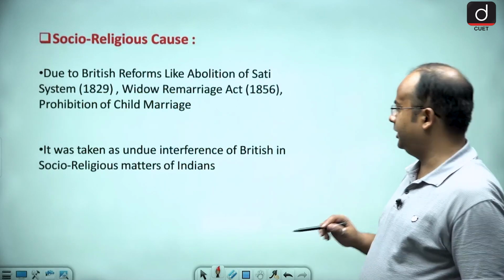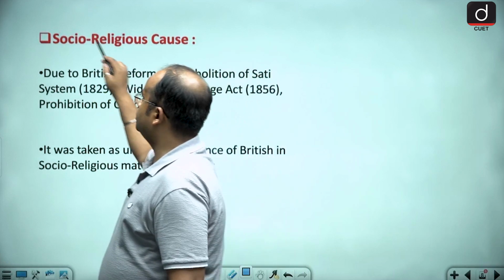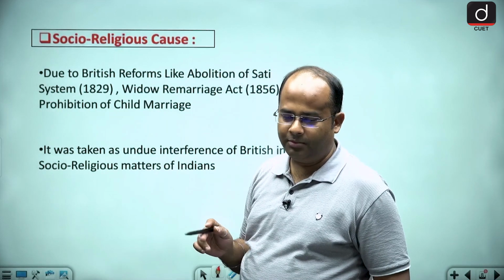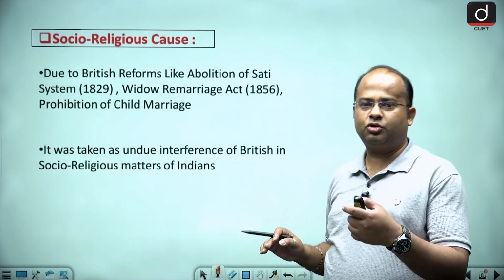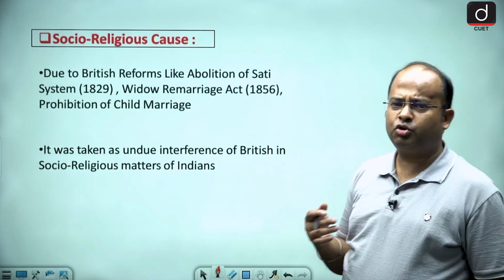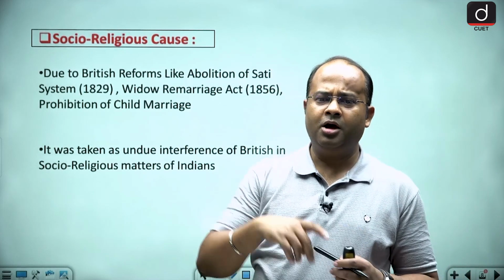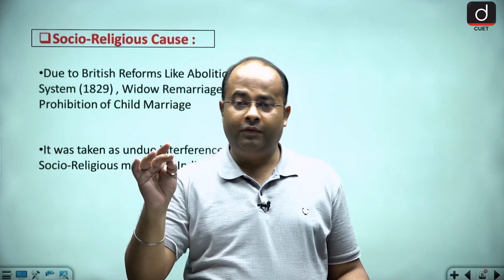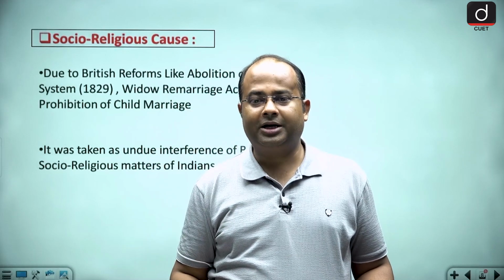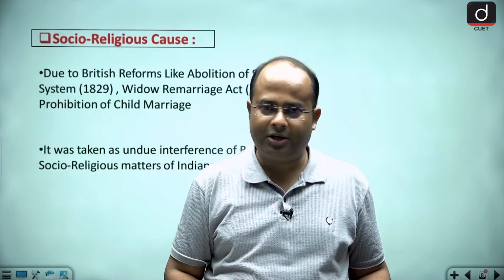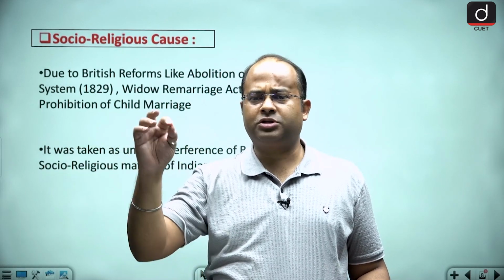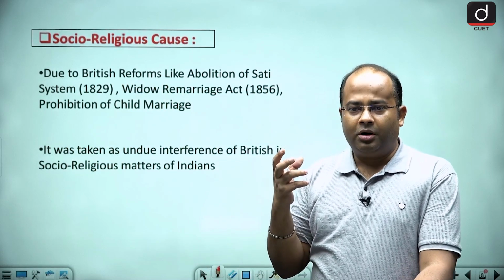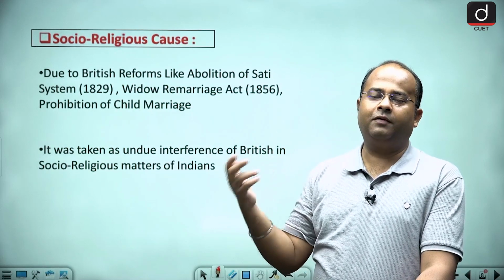Next, we have the socio-religious reason, or socio-religious cause. Now you will find, guys, that during medieval India especially, Indian society was full of social evils, in both the Hindu and Muslim communities, like polygamy, child marriage, widow remarriage being highly prohibited. Other than this, women were not allowed to take modern education, and many such social evils were prevalent. Now when the British East India Company came, they saw this condition, so they started reforming the society.